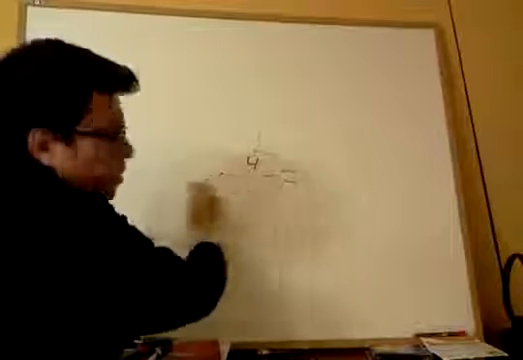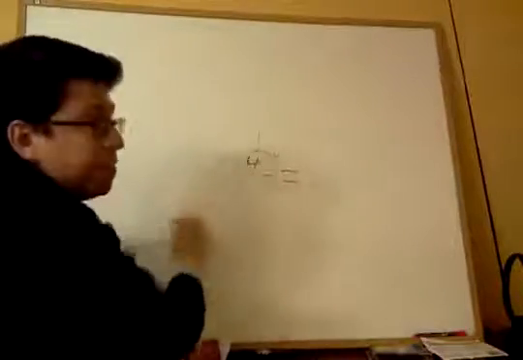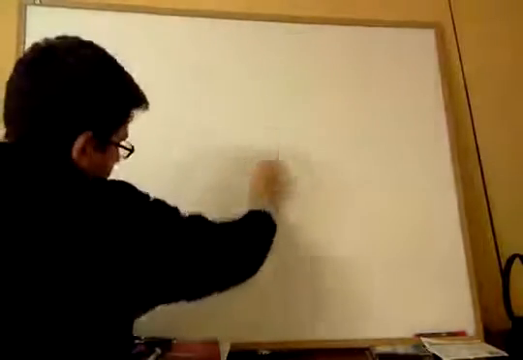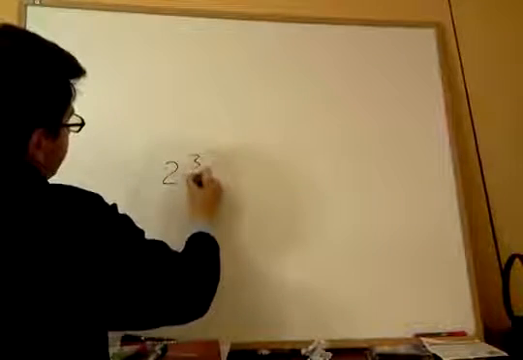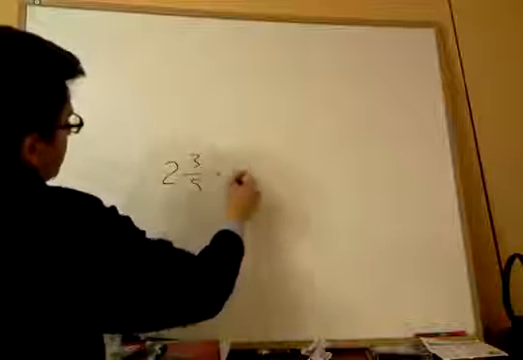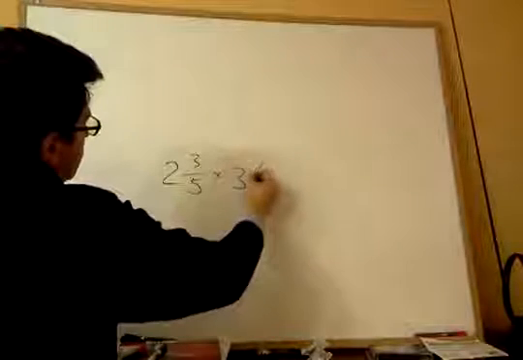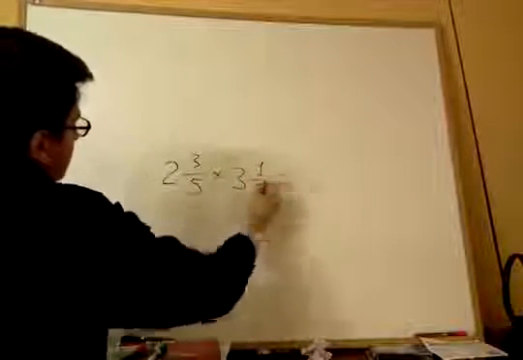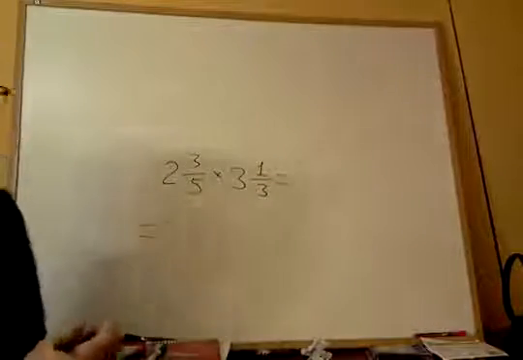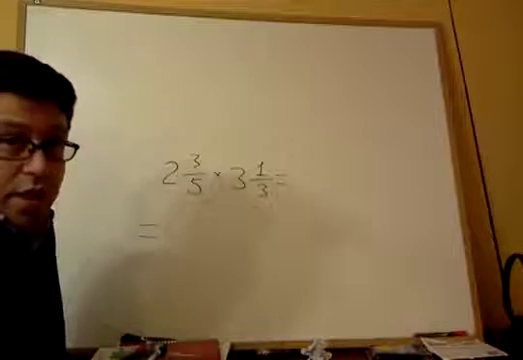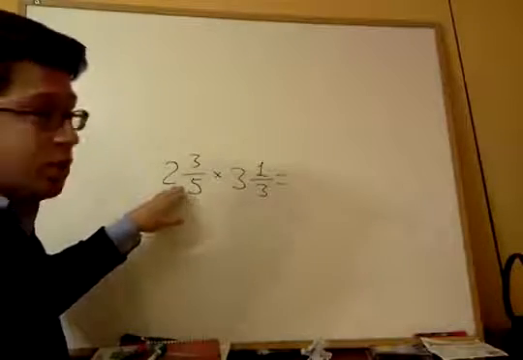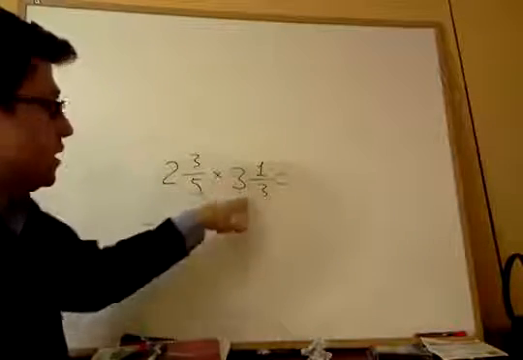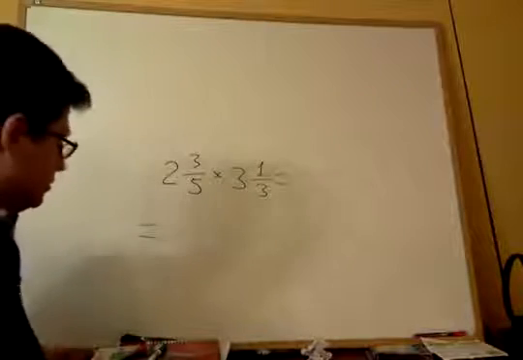Oh, and that's not all. Now I'm going to teach you how to multiply mixed numbers. Let's suppose 2 and 3 fifths. I will multiply by 3 and 1 third. Okay, before I multiply mixed numbers, I need to convert each one of them into an improper fraction.